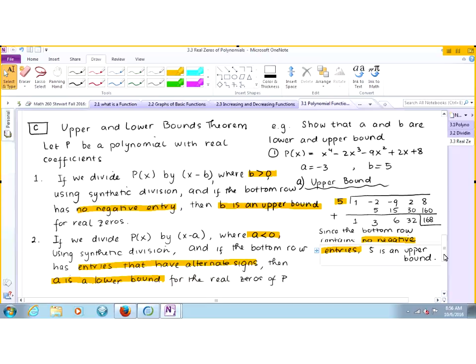The upper bound is the maximum? Yes. So the zeros cannot be more than 5. You know how the potential rational zero is plus or minus 1, 2, 4, 8? Yes. So you're not going to try 8 once you know that 5 is an upper bound. Okay. That's the use, but you know it's less useful. I mean, it's not that useful.